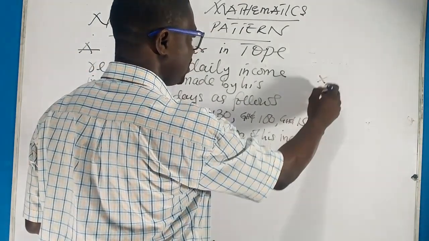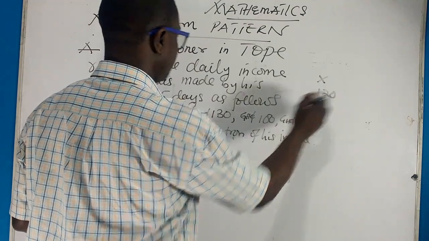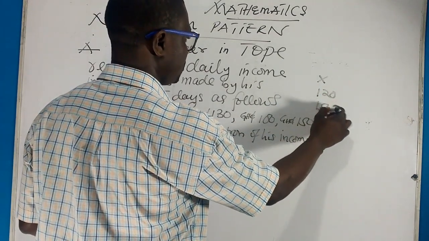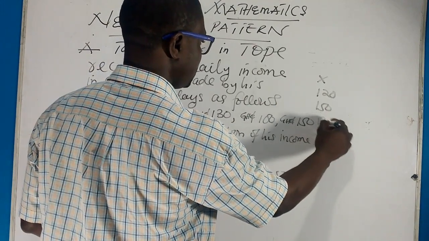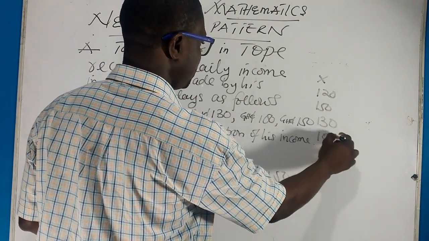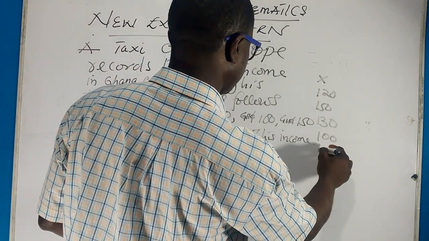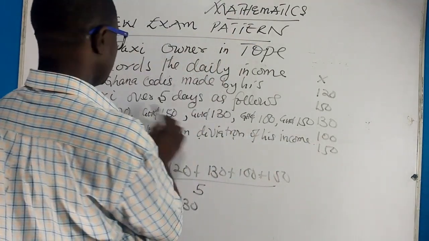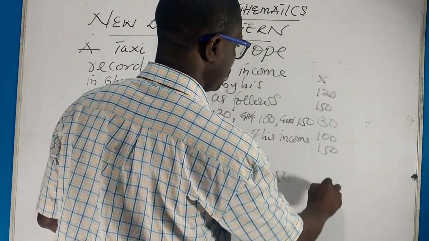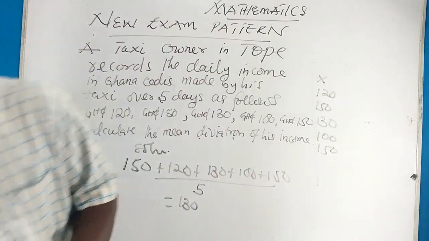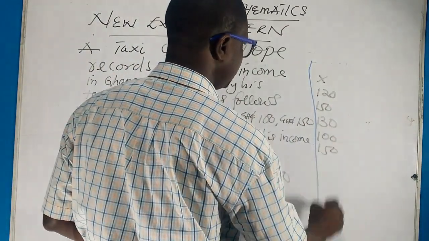So we have the x values: 150, the first one is 120, 150, 130, 100, 150. 1, 2, 3, 4, 5. So this is a simple table. So we have this.